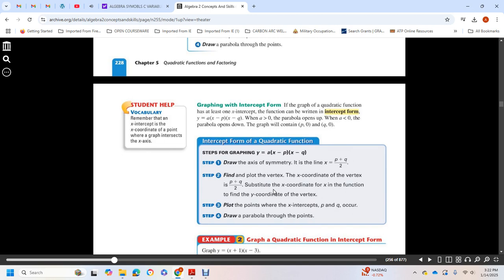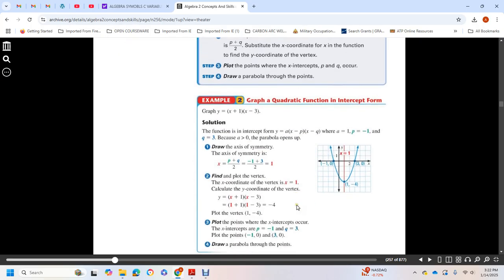Draw the axis of symmetry, the line x equals (p plus q) over 2. Find and plot the vertex. The x-coordinate of the vertex is (p plus q) over 2. Substitute this x-coordinate into the function to find the y-coordinate of the vertex. Step 3, plot the points where the x-intercepts p and q occur. Step 4, draw the parabola through the points.